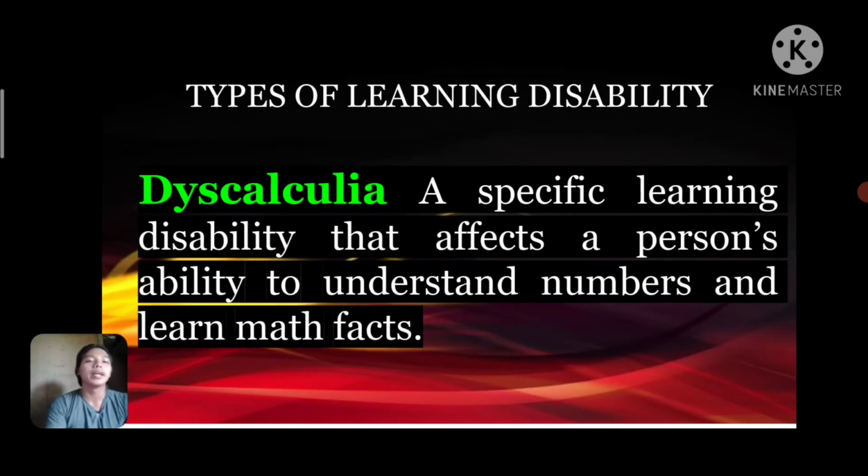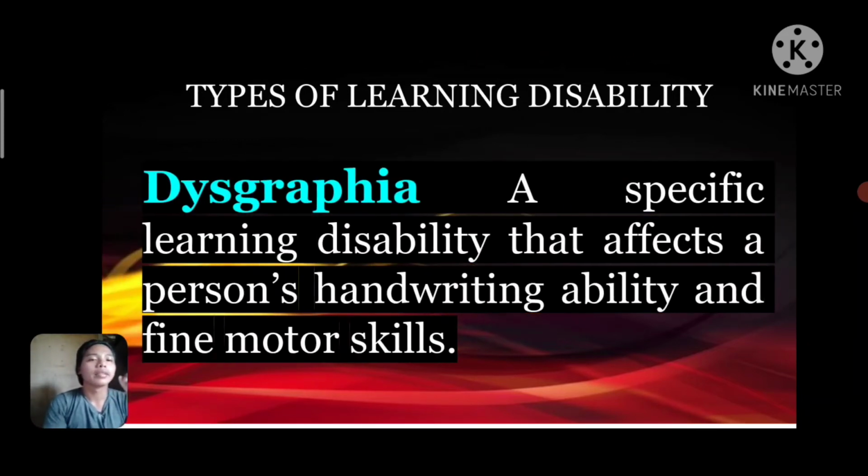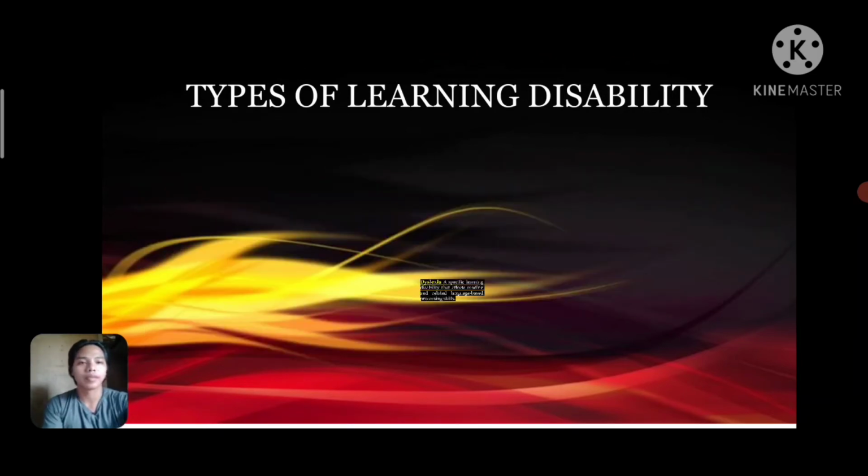First we have dyscalculia. Dyscalculia is a specific learning disability that affects a person's ability to understand numbers and learn math facts. They have difficulty with numbers and operations. Next is dysgraphia, a specific learning disability that affects a person's handwriting ability and fine motor skills. A common symptom of dysgraphia is the inverted letter B.